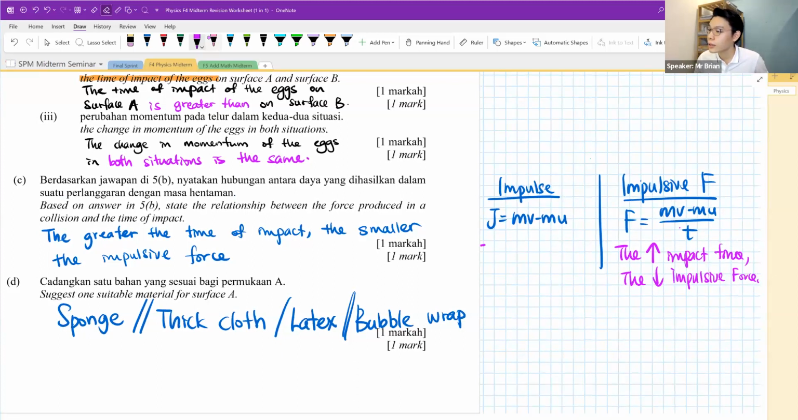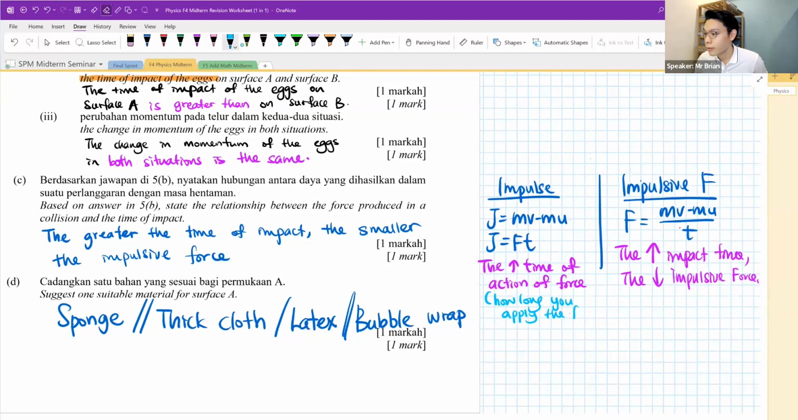The highlight for impulse is, impulse has another formula, by the way, which is J equals Ft. But for this t, I want you to think a bit differently. The greater the time of action of force, which means how long you apply the force, the greater the impulse, and also the greater the velocity.